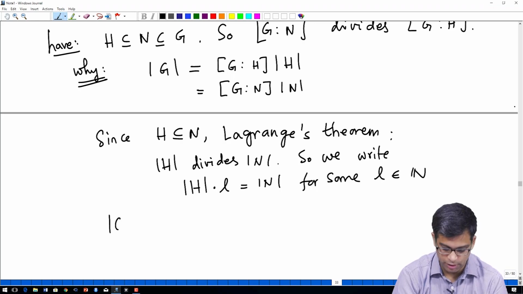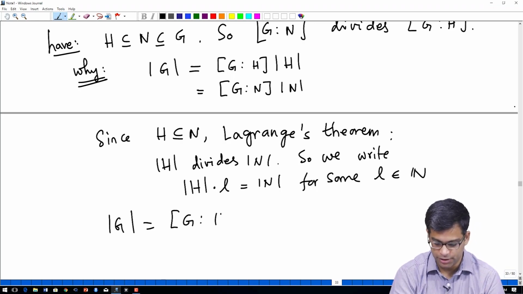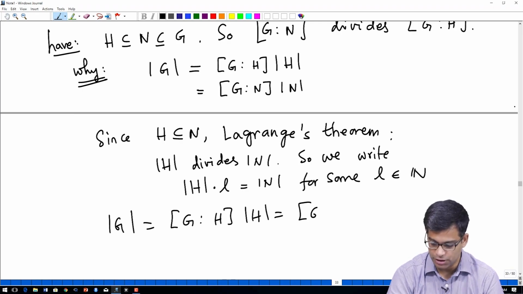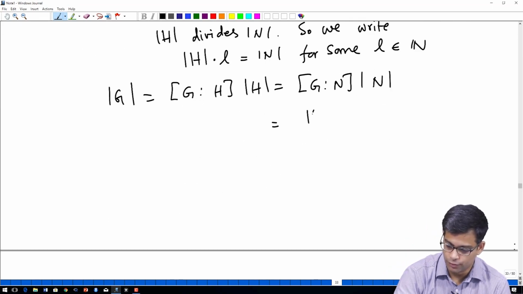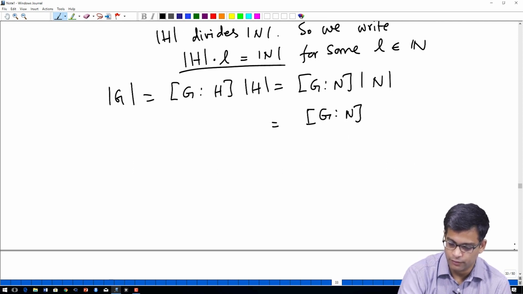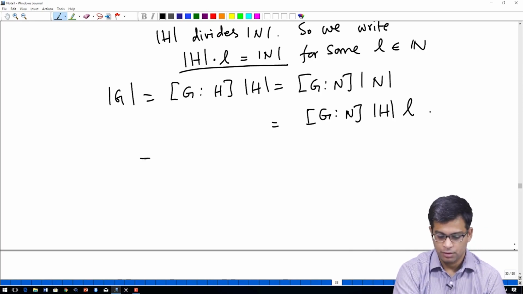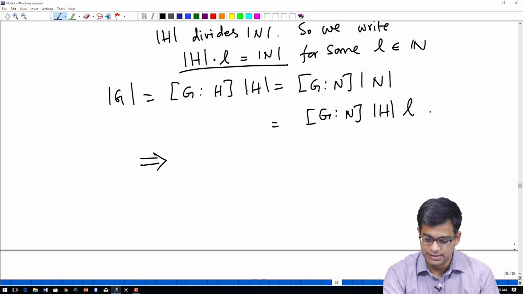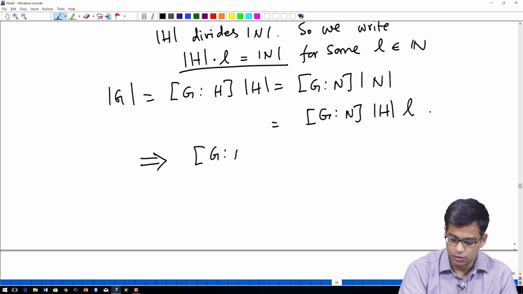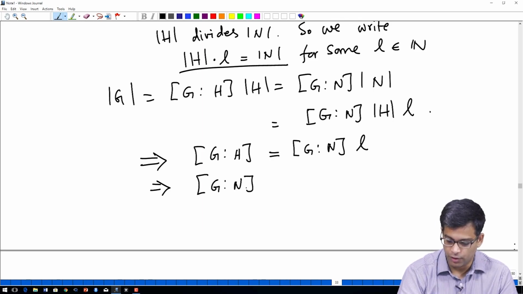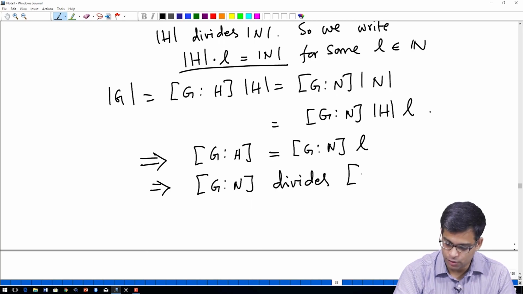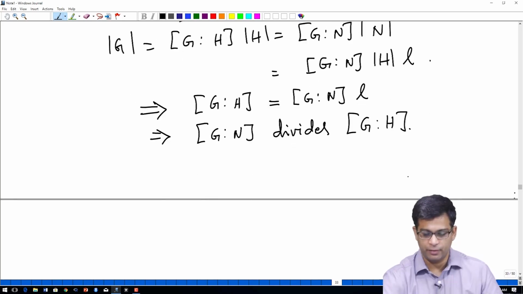So, now let us recall this. The order of G is the index of H times the order of H, which is the index of N times the order of N, but the order of N I am going to rewrite as the order of H times L. Now I look at this term and this term and cancel the order of H. So, the index of H is equal to the index of N times L. So, the index of N divides the index of H.